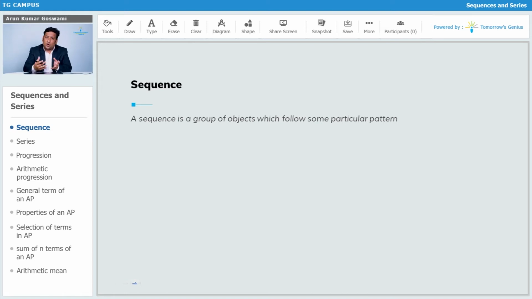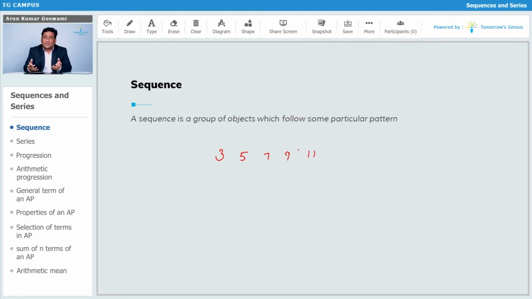And not just for numbers, for objects also: anything in this world you can relate to a sequence. So a sequence is a group of objects which follow some particular pattern. What is a series? Before that, I'll give you an example, since I have not written one yet. Like I'll say 3, 5, 7, 9, 11.